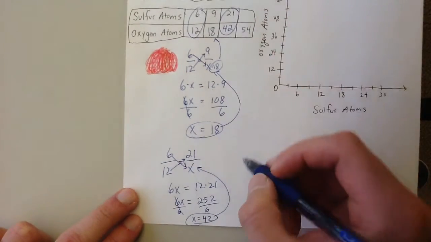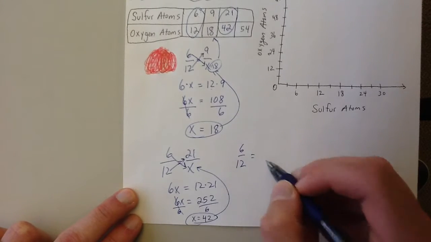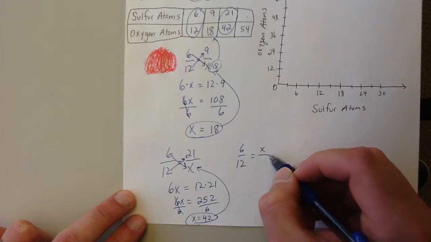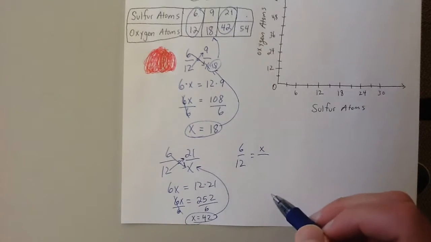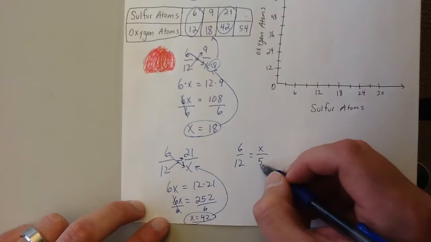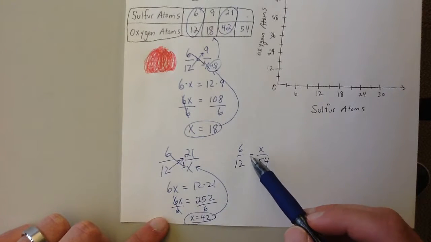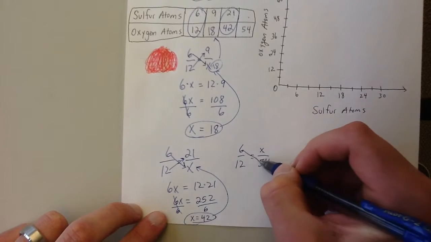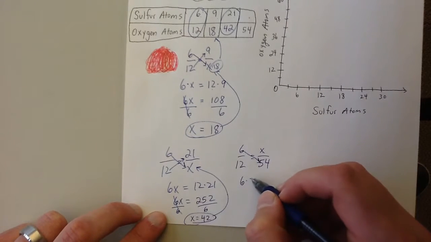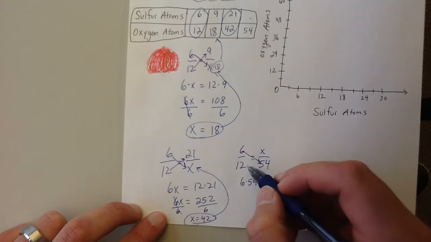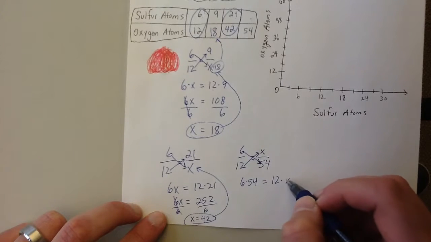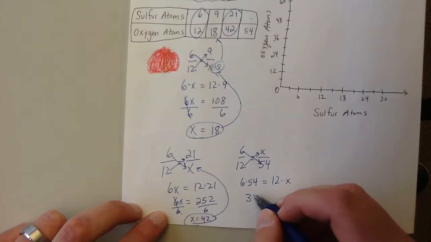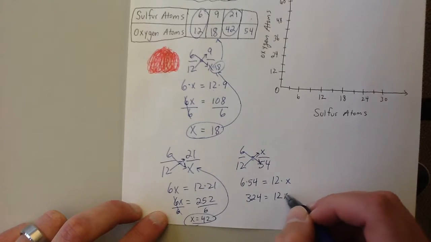And then finally, again, I use 6 to 12 as my ratio, and now I'm looking for the sulfur amount. So I put my unknown value up top since sulfurs are on top, and the bottom value would be the oxygens. So 6 to 12 is equal to some unknown amount to 54. Cross multiply, 6 times 54, set that equal to 12 times x. 6 times 54, if I put that in the calculator, it gives me 324 equal to 12x.